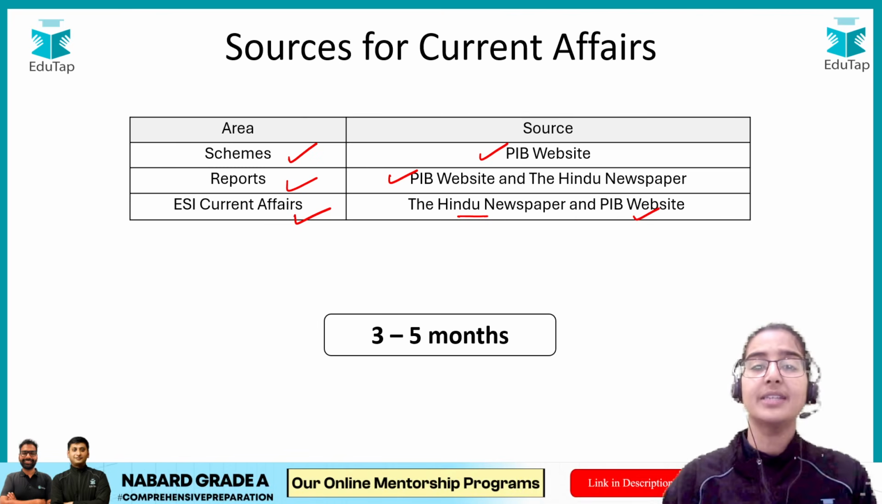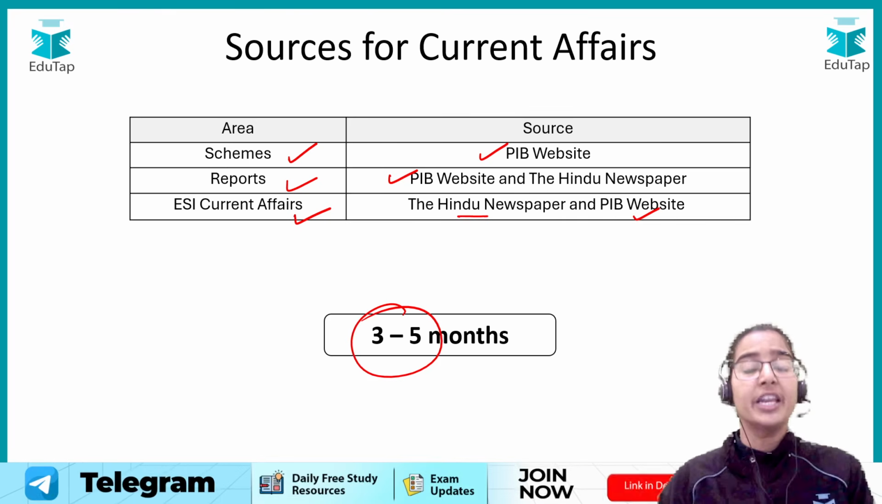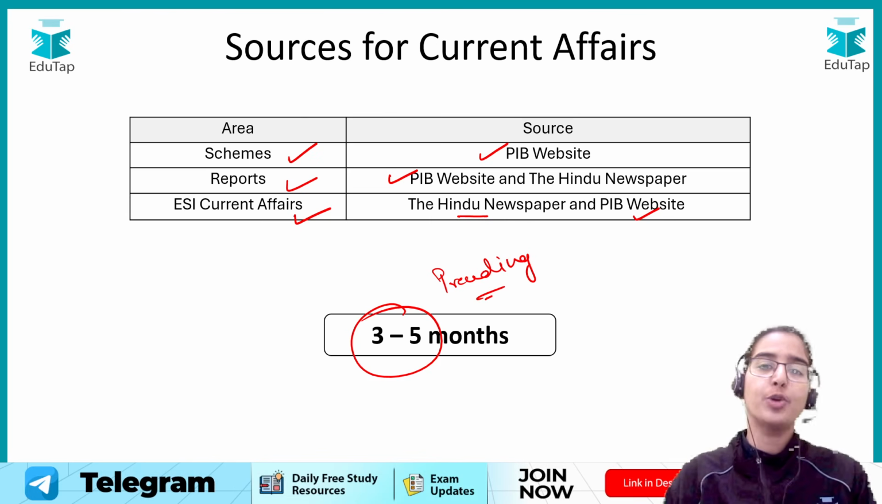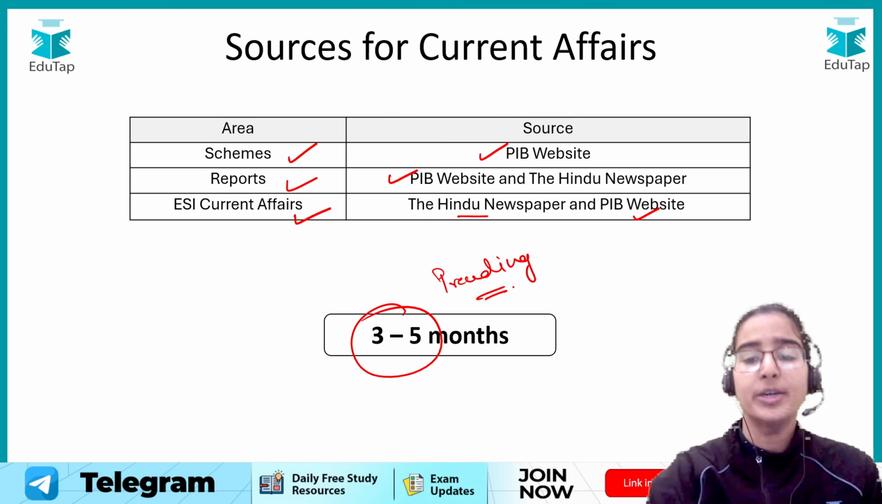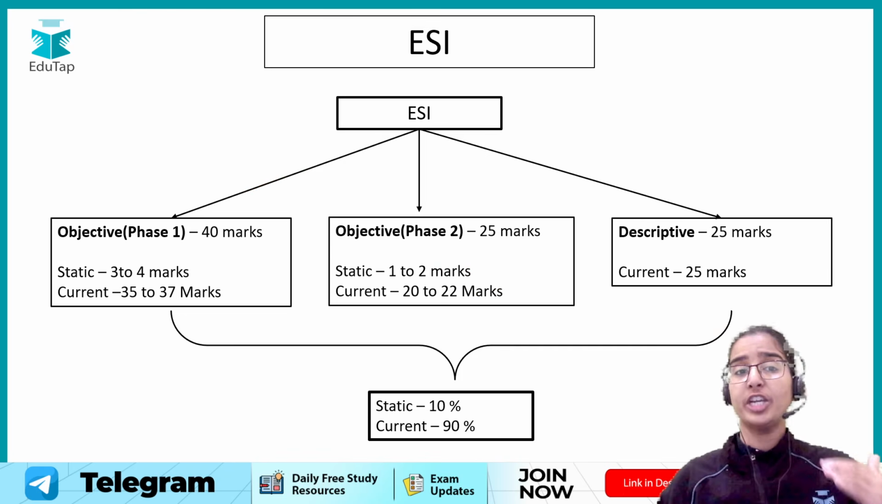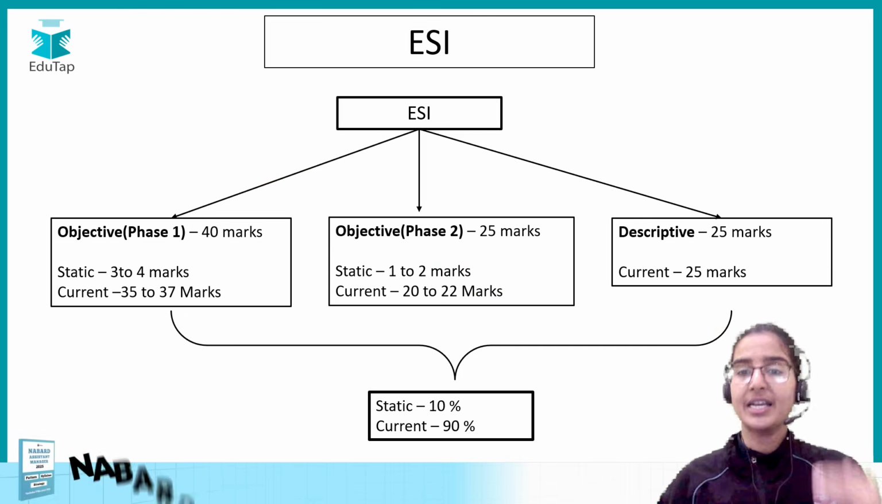Right. Now students, as far as the time period is concerned, you have to refer to these current affairs for 3 to 5 months preceding your exam. Right. So this is the time period for which you have to cover the current affairs. So students, with this we have covered the objective part in a great detail, which includes the static part as well as the current affairs part.